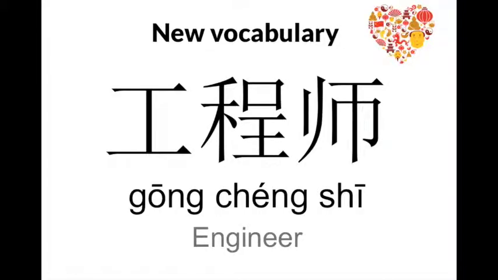工程师, 工程师, first tone, second tone, and then first tone again. Engineer. And 工程 means engineering, and 师 means master. So this is what you would call yourself as an engineer who has graduated. So 工程师, an engineer.